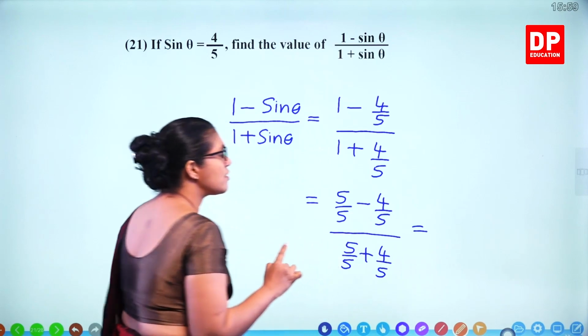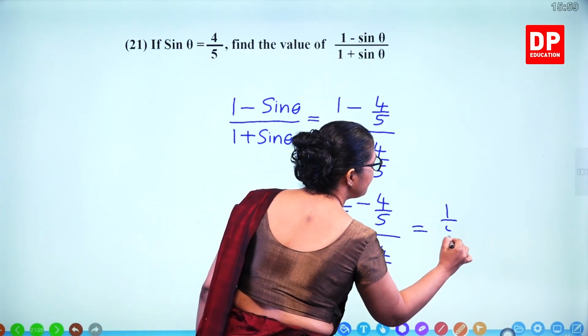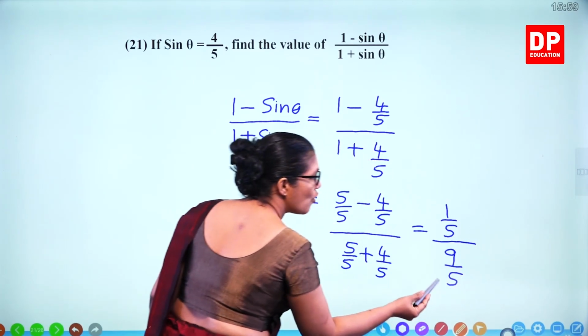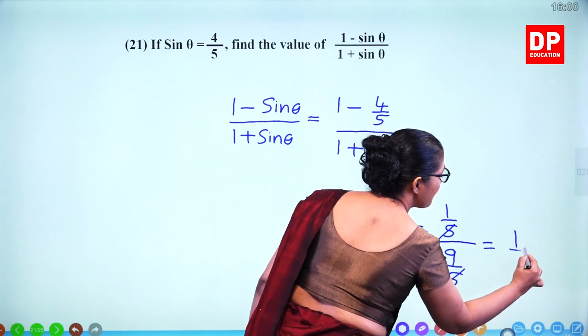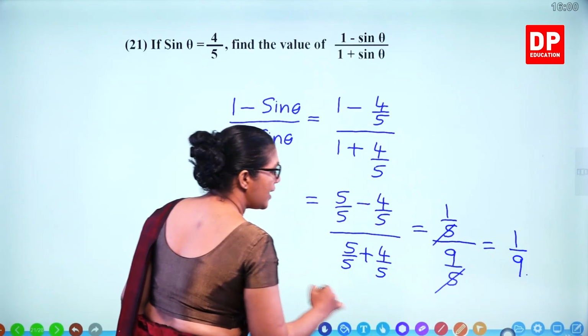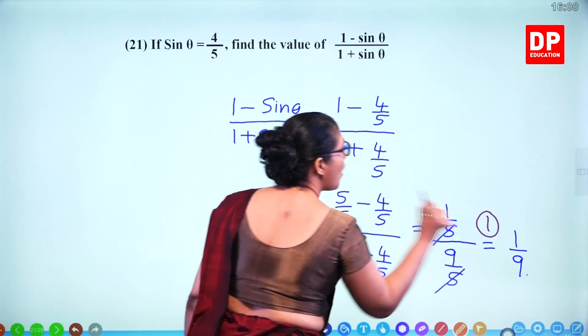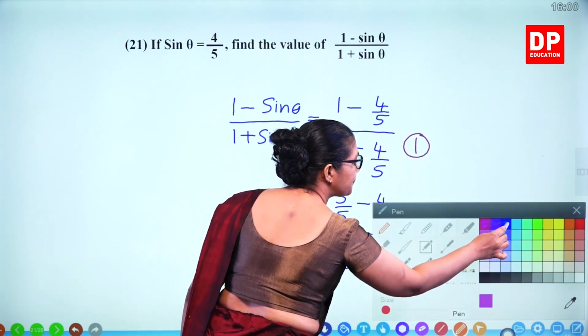Now you can just add or subtract the numerators. 5 minus 4 is 1. And here 5 plus 4 is 9. Same denominator, it gets cancelled out. So what's the answer? 1 over 9. So the ratio is 1 over 9. So 2 marks: 1 mark for the answer and 1 mark for substitution.